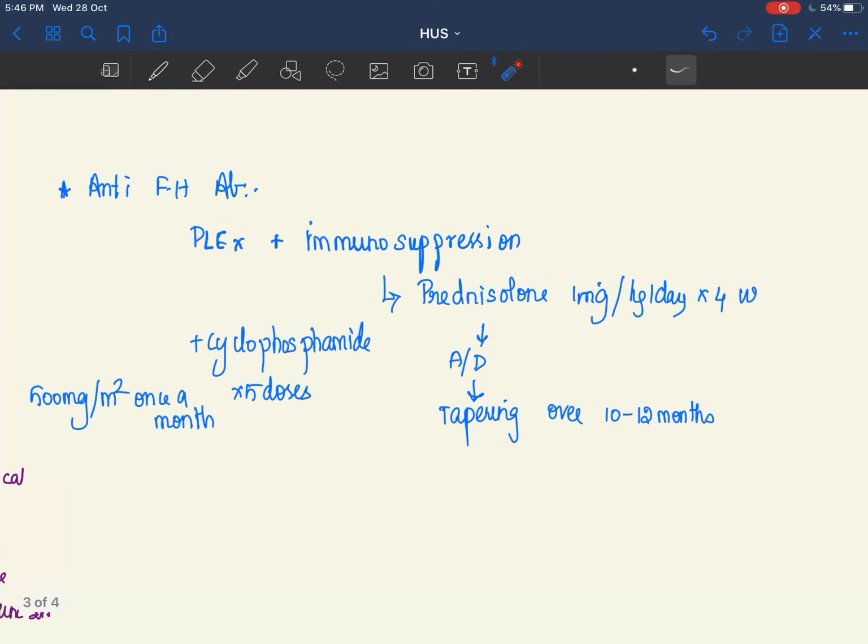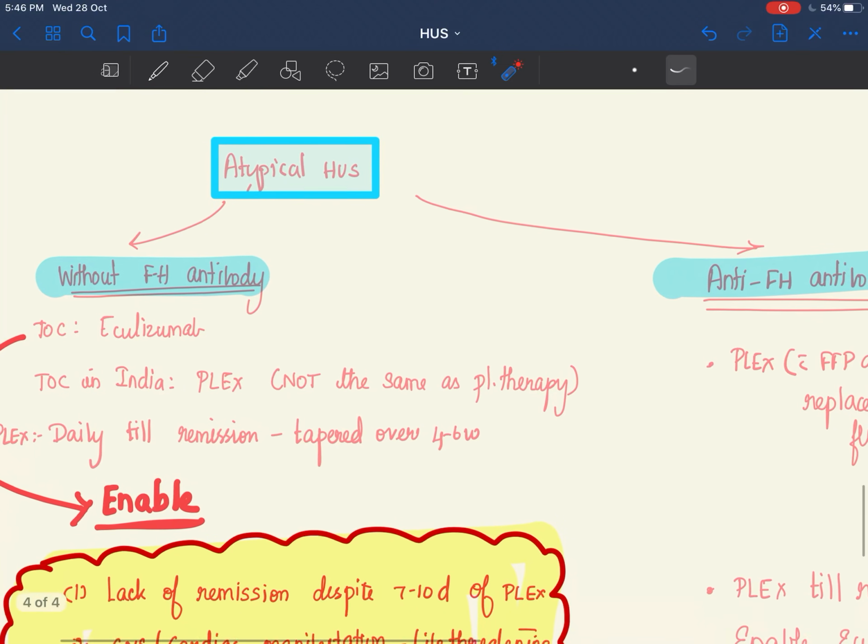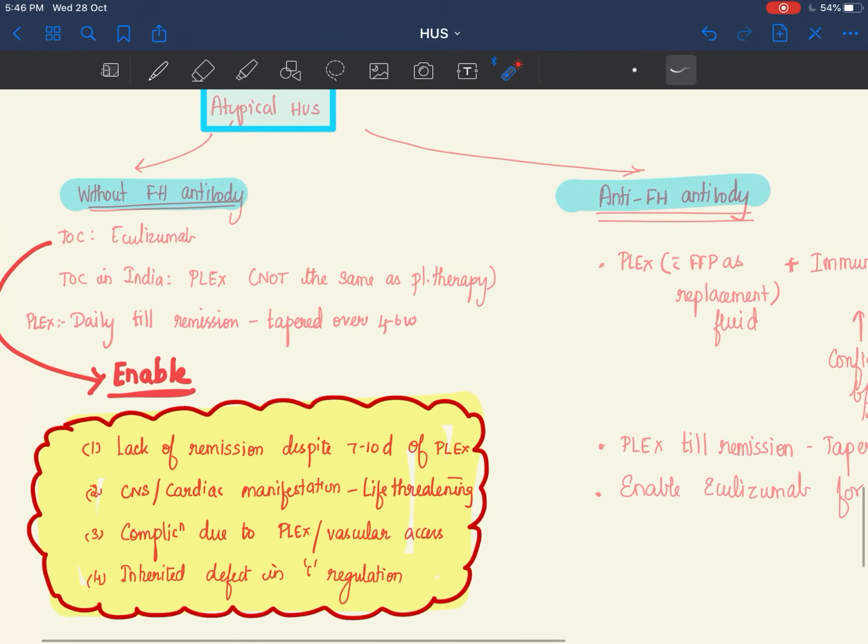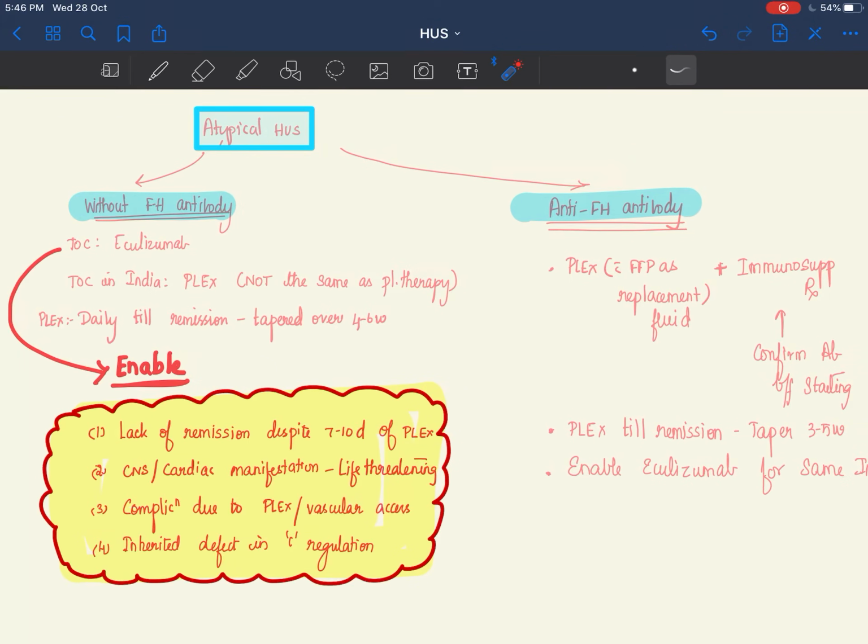Anti-FH antibody, yes, I will discuss this down below. So in atypical HUS you can classify it like this: without FH antibody and with FH antibody. The treatment of choice is eculizumab. The ideal one is eculizumab, but the thing is eculizumab is not available in India, and it's very difficult to procure eculizumab for treatment.